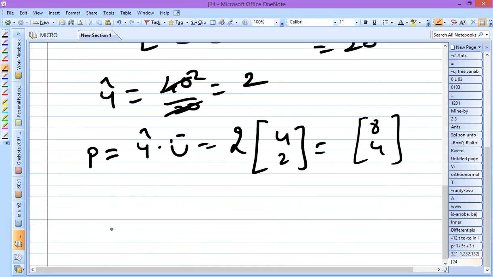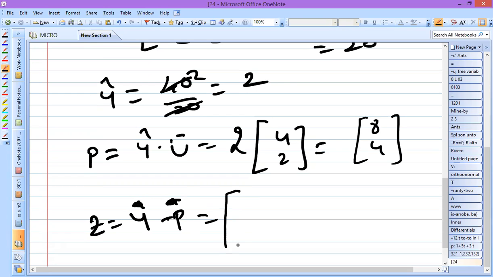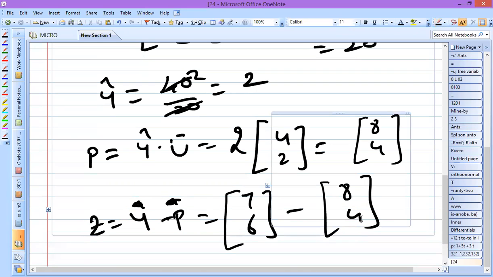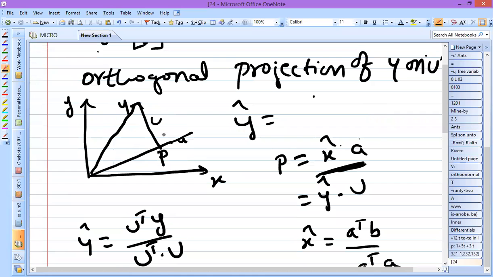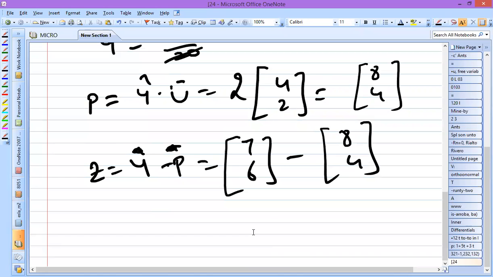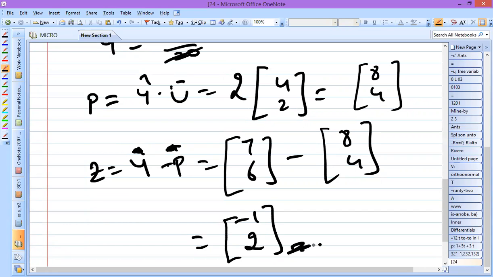This is the projection, and also here you can calculate the length, that is y minus p. y has values 7 6 and p is 8 4. That is nothing but the distance between the projection of y with respect to the point. So this distance is y minus p. Direct subtraction: 7 minus 8 is minus 1, 6 minus 4 is 2. So this can also be shown.